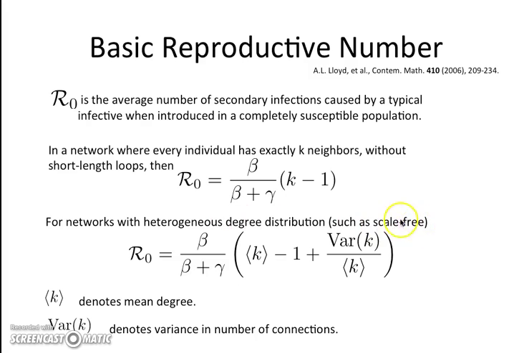And one example of this type of network is the networks that are called scale-free. A model for network growth by Barabasi and Albert is an example of the type of networks with these heterogeneities in the number of connections, or the connectivity distribution.